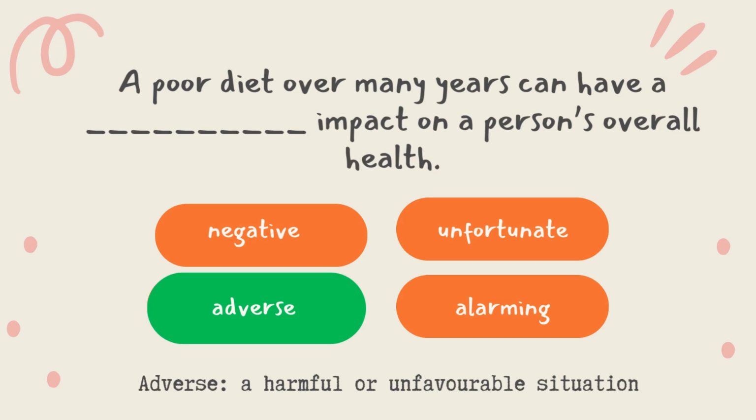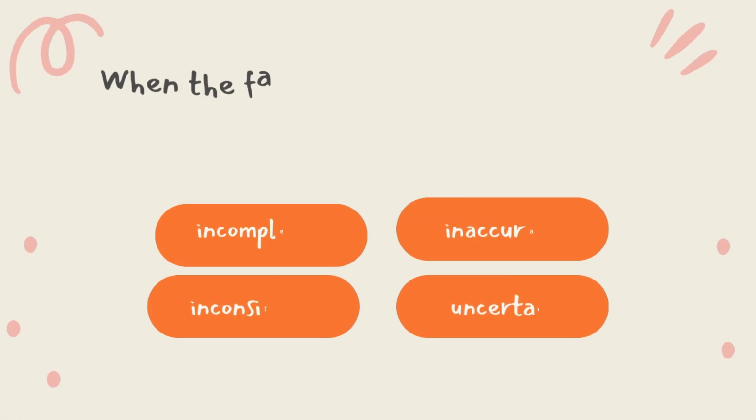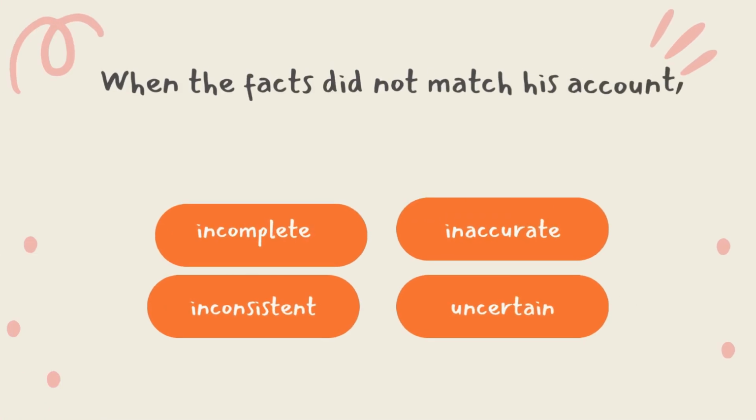Negative is correct in meaning but less precise. Unfortunate focuses on luck rather than harm. And alarming describes an emotional reaction, not the impact. Therefore, adverse impact is the strongest choice. Here's the next question to try.